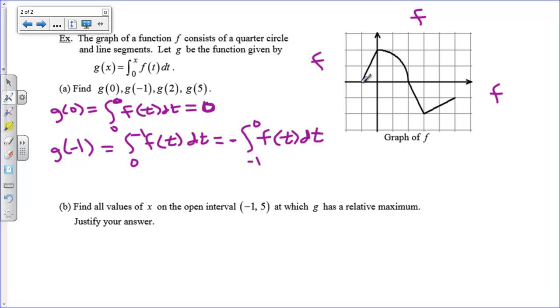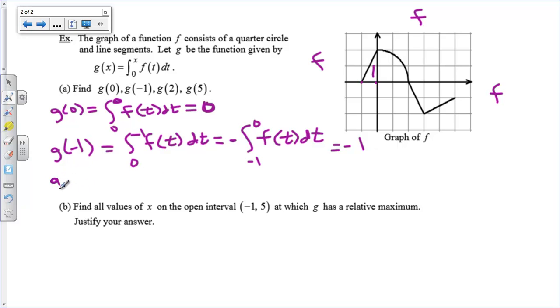So let's go up here and look. Negative 1 to 0, this makes a nice little triangle. Has a height of 2 and a base of 1. Or you can maybe just count boxes. But the area of that triangle is 2 times 1 divided by 2, so this area is just 1. And it's above the x-axis, so I can call it a positive 1. So the integral from negative 1 to 0 is 1, but looky there, there's a negative out here waiting on us, so that answer is negative 1.